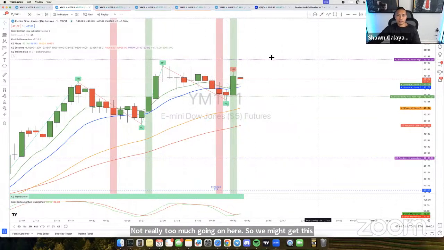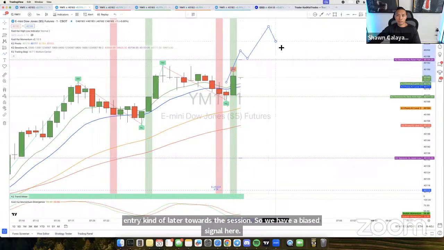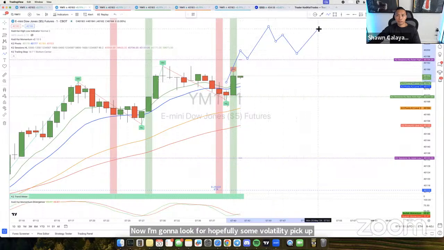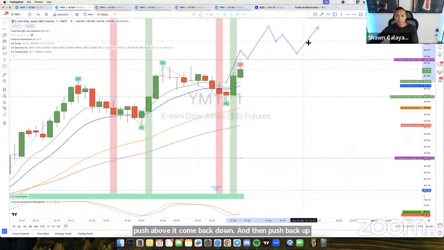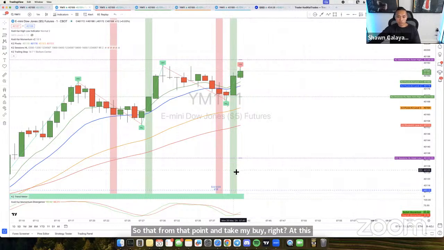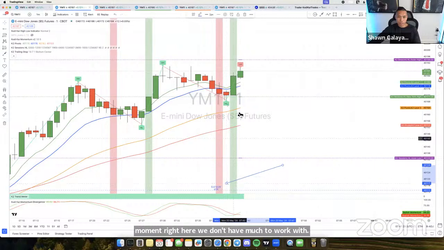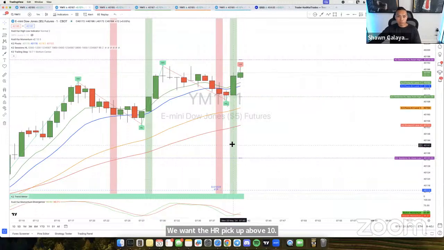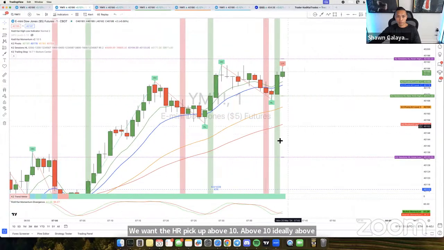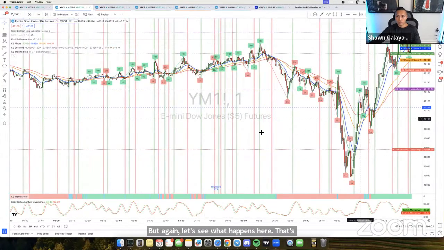So we have a buy signal here. I'm going to look for hopefully some volatility pickup, a push above it, come back down, and then push back up from there. From that point I can take my buy, right? At this moment we just don't have much to work with. The volatility is still very low at 9 ATR. I was hoping it would pick up with this bigger candle, but it's still pretty flat. We want the ATR to pick up above 10, ideally above 12. But again, we'll just see what happens as price continues to move along here.